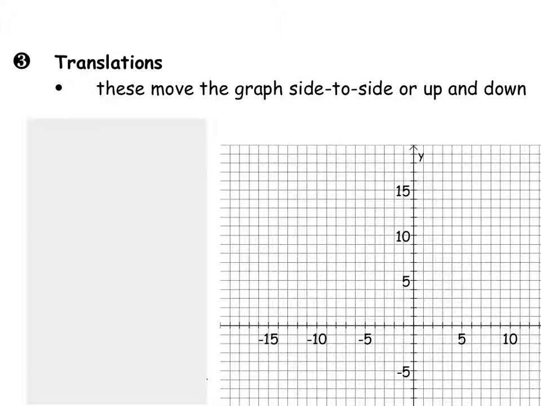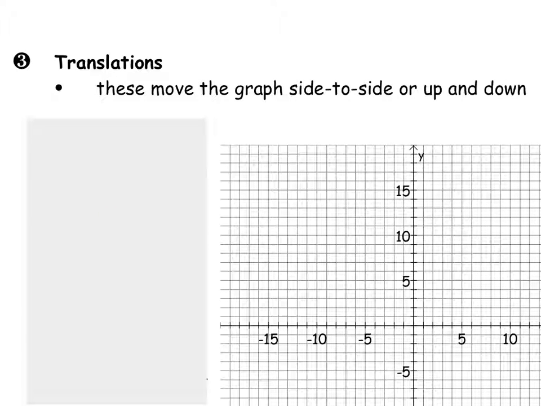So in our investigation, hopefully what you saw was as you changed the values of h and k, you saw the graph move either side to side or up and down. So the process of moving a graph side to side or up and down is what we call a translation. So we're translating that original function to a different position, either vertically or horizontally on our grid.